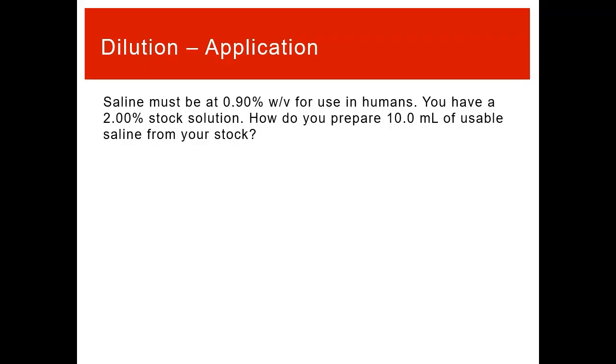So let's look at an example. Saline must be at 0.90% weight by volume for use in humans. You have a 2.00% stock solution. How do you prepare 10.0 milliliters of usable saline from your stock? So we can see this is a case where we are using dilution. You're trying to make a solution. We want to know how we can prepare it. We're going to do it via dilution.